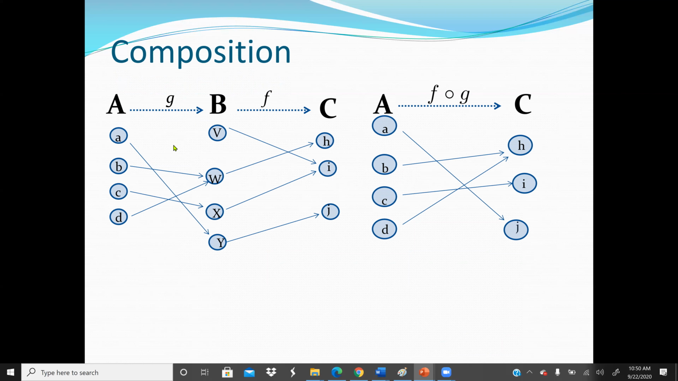And here we have functions with elements a, then b, and then c. So we can see that g goes from a to b, then f is from b to c. When we combine them as a composite, we have from a to c now. So it will be f composite g.